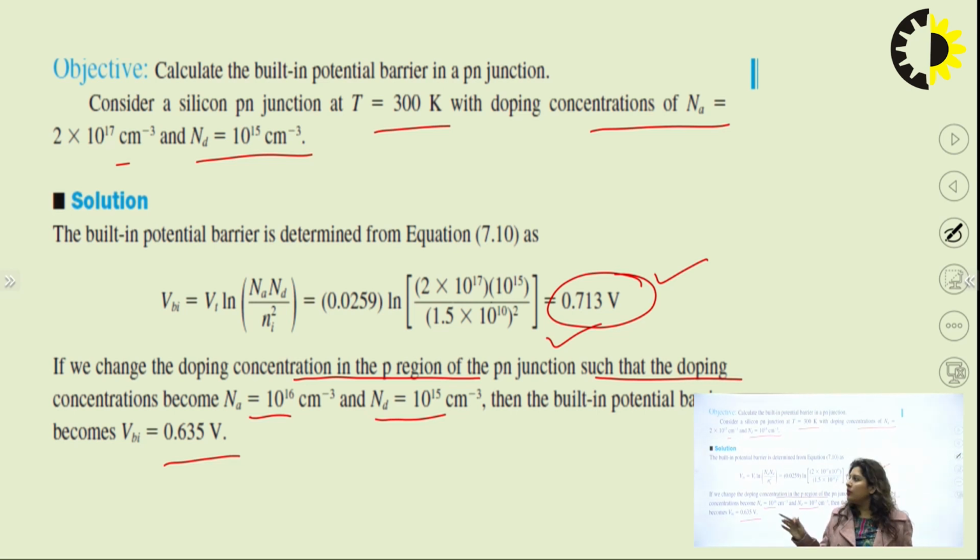So this is all about the PN junction, what the built-in potential is and how the biasing will affect the PN junction. In the next lecture, we are going to see the space charge width expression and the Zener diode. Thank you so much.